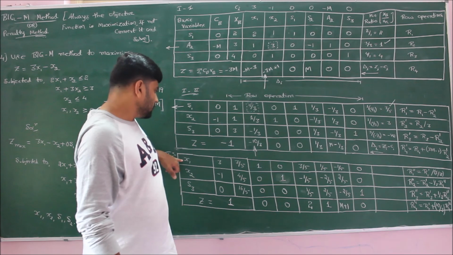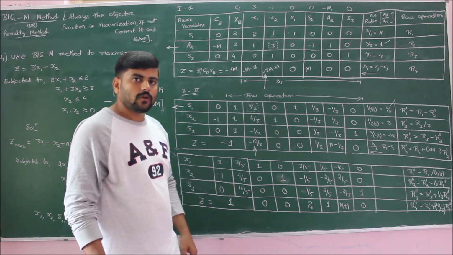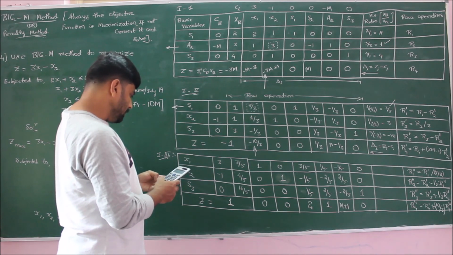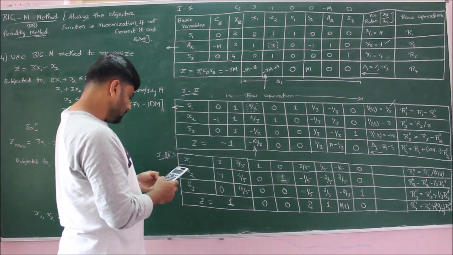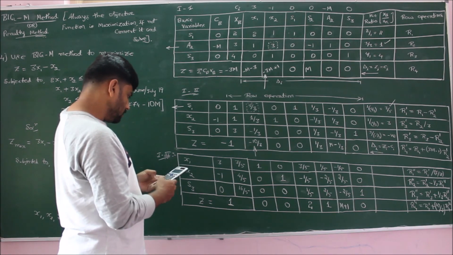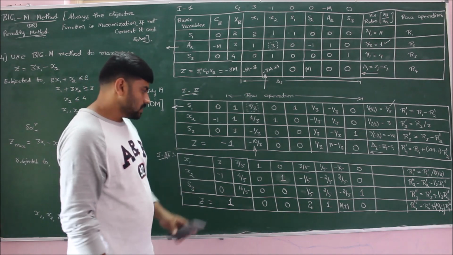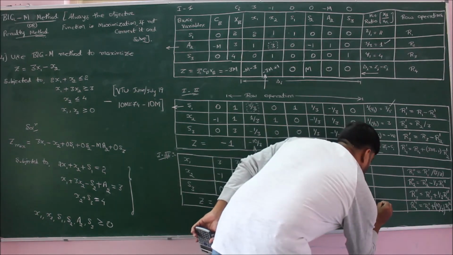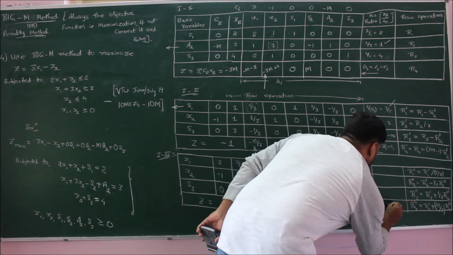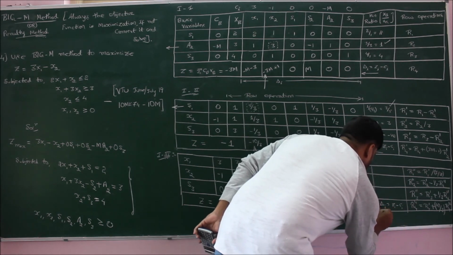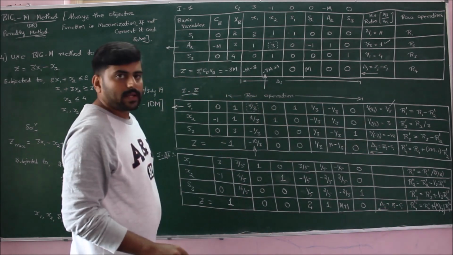Whereas the value of x1 is 3 by 5, x2 is 4 by 5. If I do the summation, I will get the value as 3 into 3 by 5 plus minus 1 into 4 by 5. The value is 1. So therefore the answer is correct. So we have completed the problem. Delta I is equal to Zi minus Ci. We have not done that; we have calculated through the row operations.